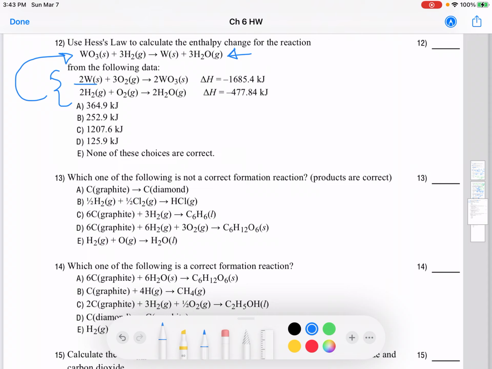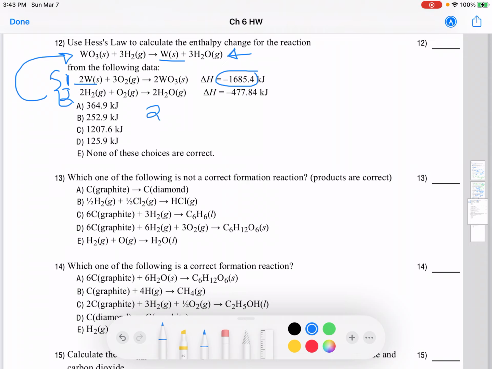This one, tungsten, is written as a reactant, but here tungsten is a product. Our goal is to get the target equation from the given two equations. Let's say this one is 1, this one is 2. So the first reaction needed to be reversed. If you reverse it, the value of the enthalpy is going to change sign. So let's reverse the first one.